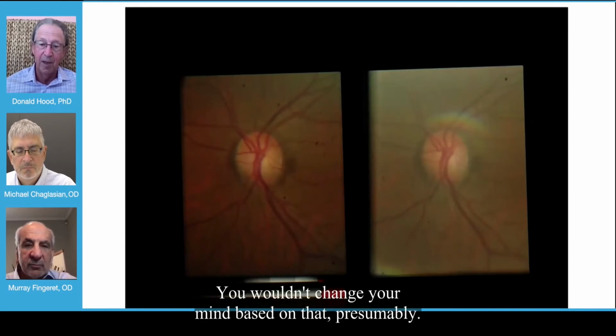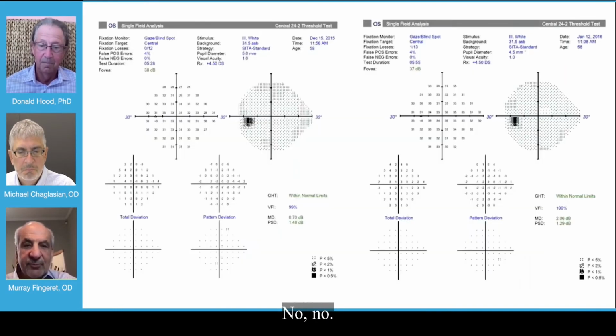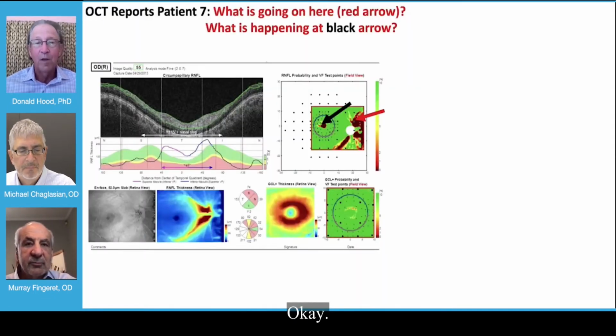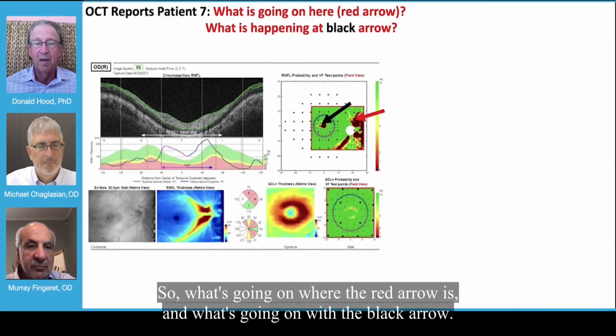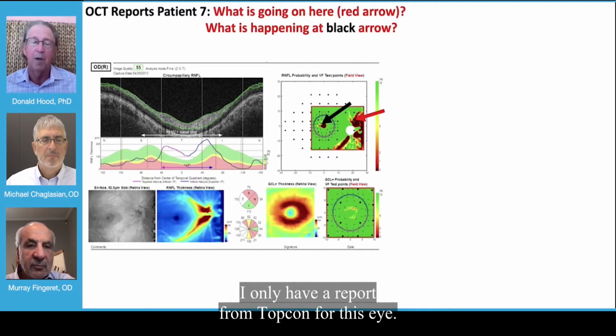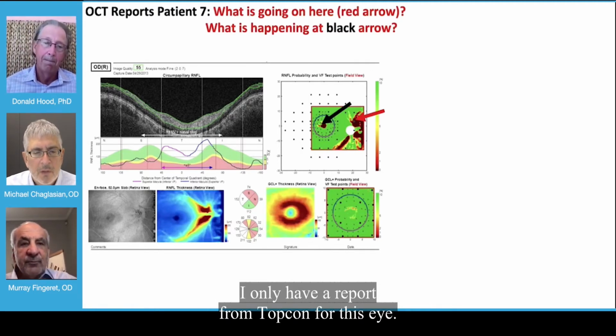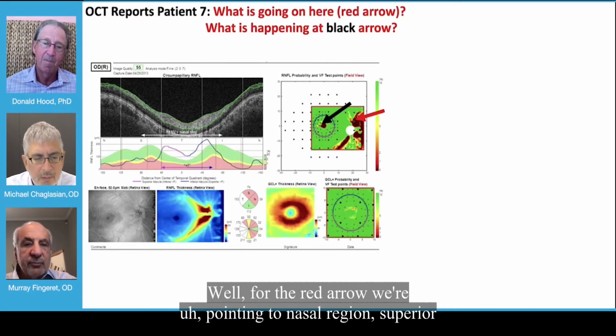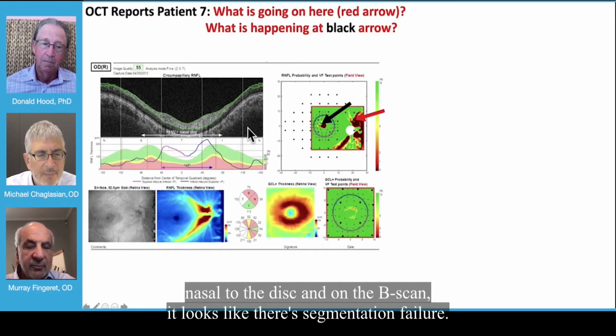You wouldn't change your mind based on that, presumably. No. Or that. Yeah. Okay. What's going on here? So what's going on where the red arrow is, and what's going on with the black arrow? I only have a report from Topcon for this eye. Well, for the red arrow, we're pointing to the nasal region, superior nasal to the disc, and on the B scan, it looks like there's a segmentation failure.